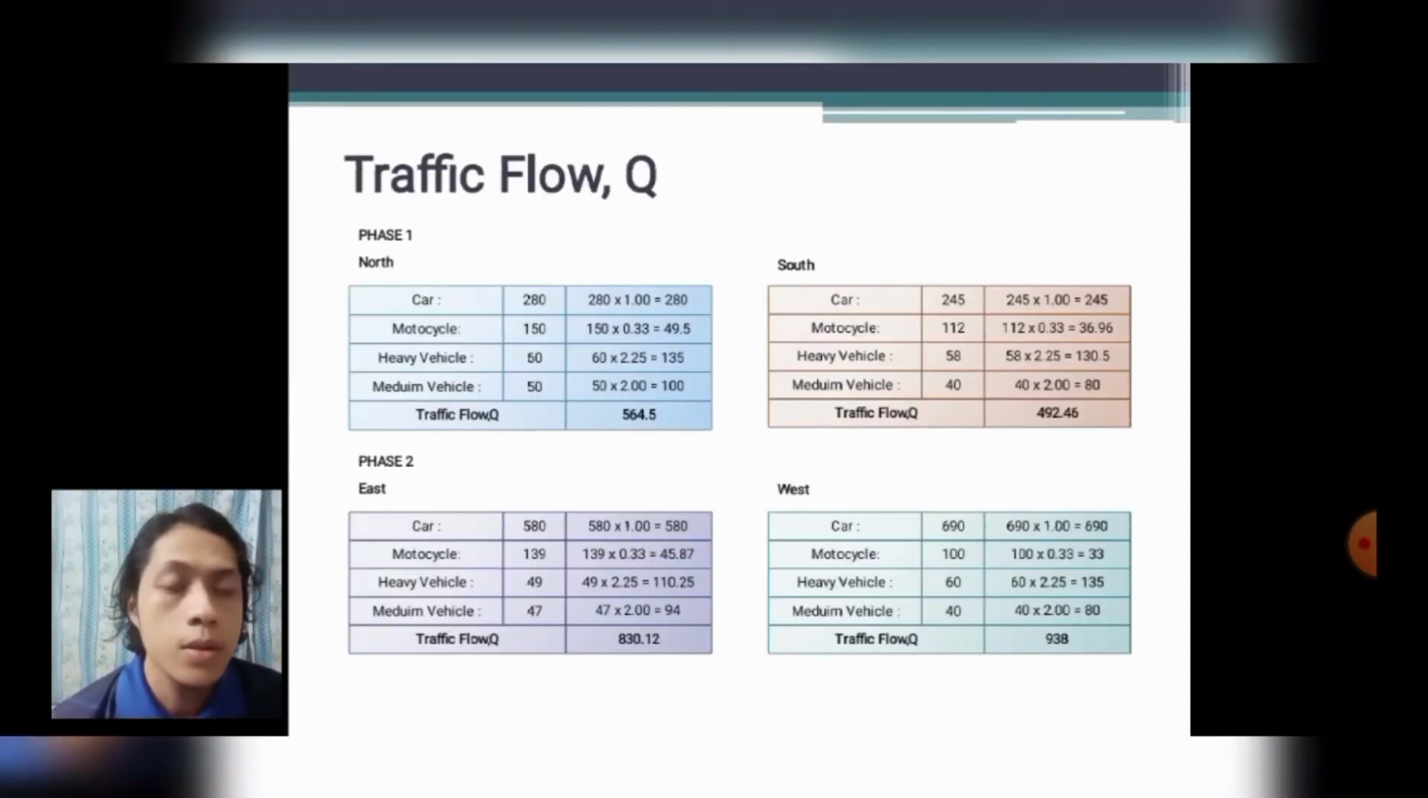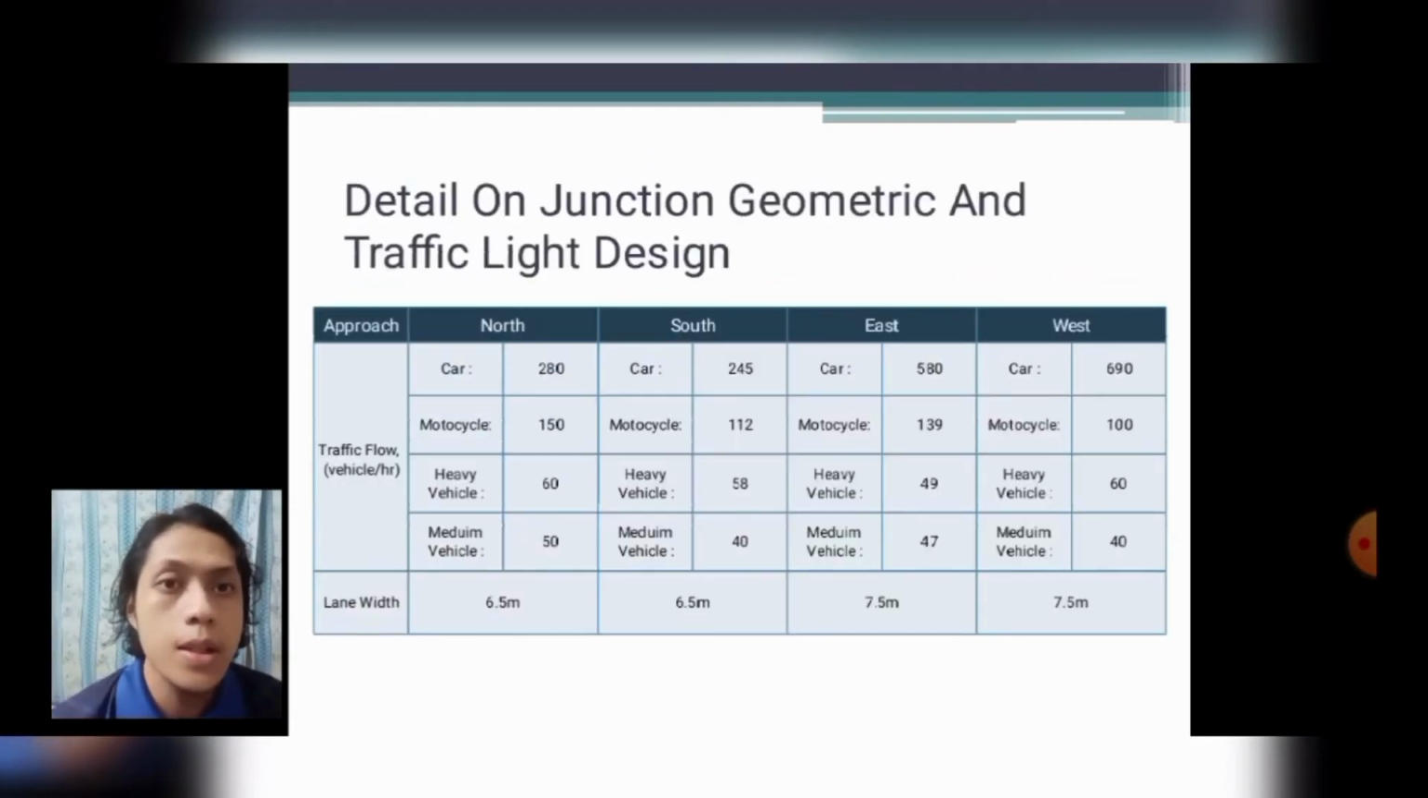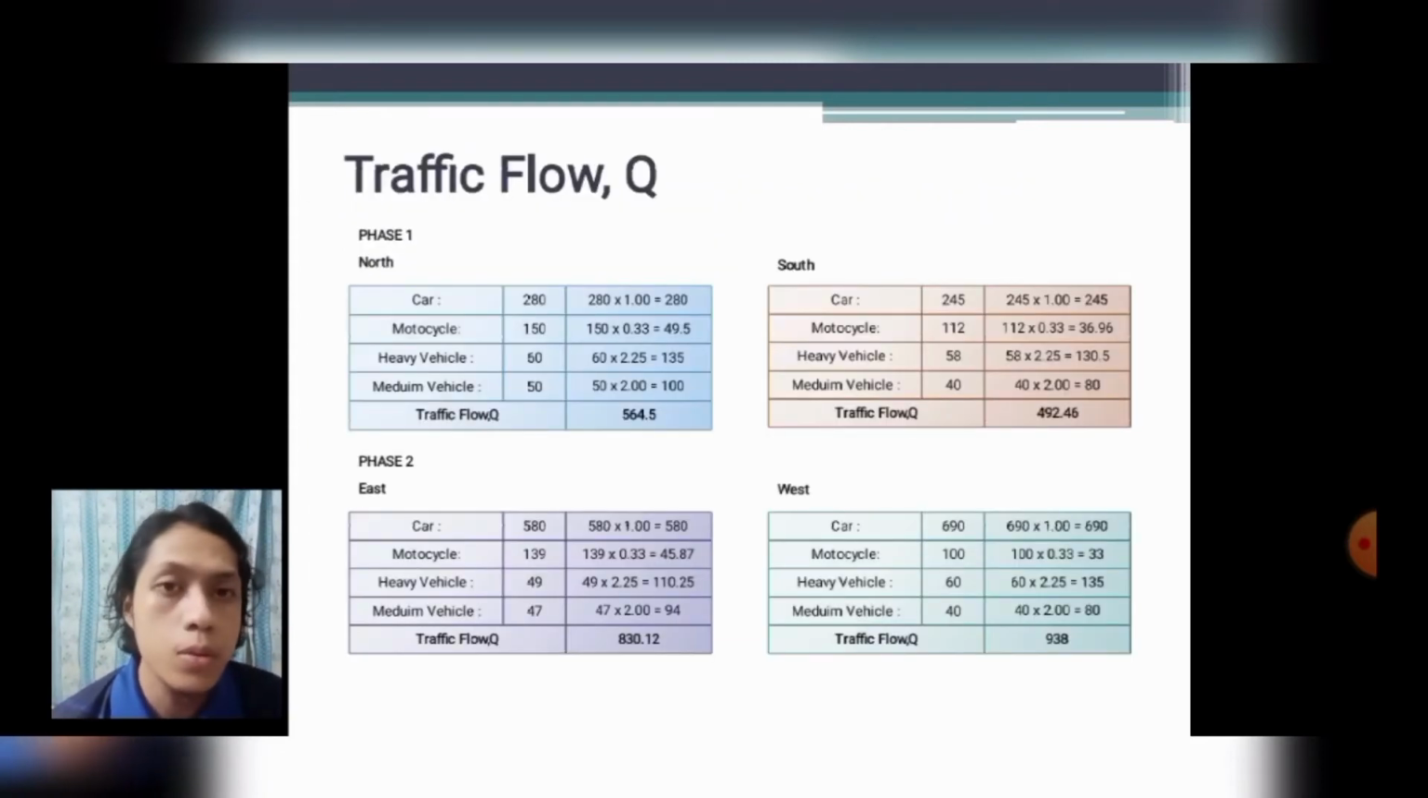Okay, firstly, to design the traffic light system, we should find the value of Q, traffic flow. If you look at the previous slide, we already have the value of traffic flow, but in vehicles per hour. What we have to do now is convert the value to PCU per hour, or passenger car unit per hour. To do that, we multiply by the equivalent factor of each vehicle.